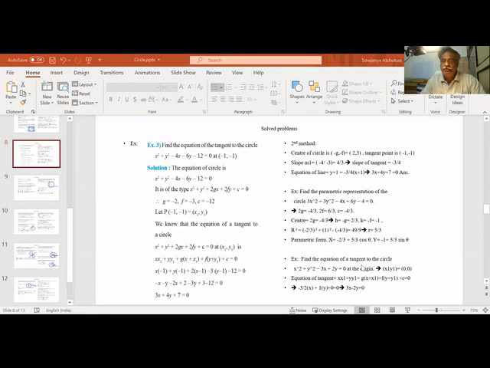Okay. Now find the equation of tangent to the circle at origin. Tangent at origin. Origin means what? x1, y1 is 0, 0. Point is 0, 0. So x1 will go, y1 will go. Minus 3x plus 2y is equal to 0, or 3x minus 2y is equal to 0.